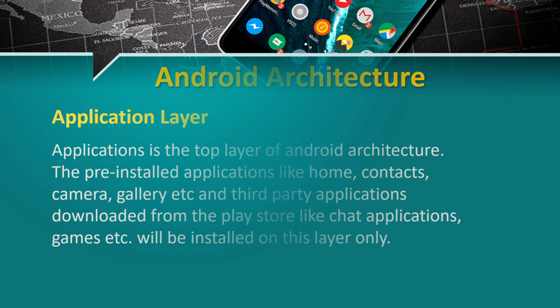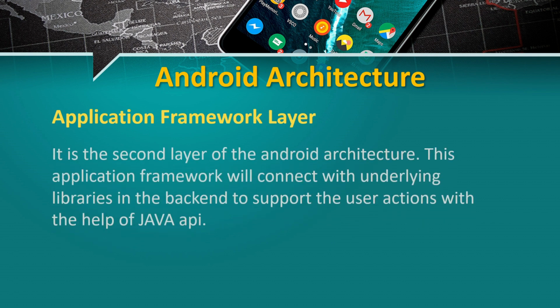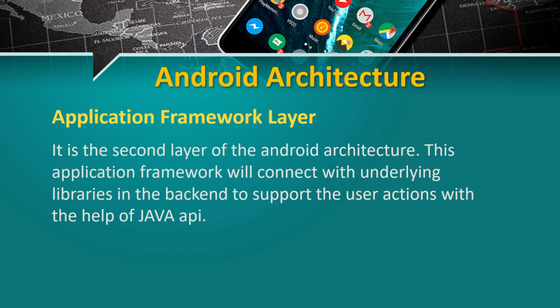Next is the application framework layer. It is the second layer of this Android architecture. The application framework is responsible for performing all the activities. This application framework will be communicating with the internal library.